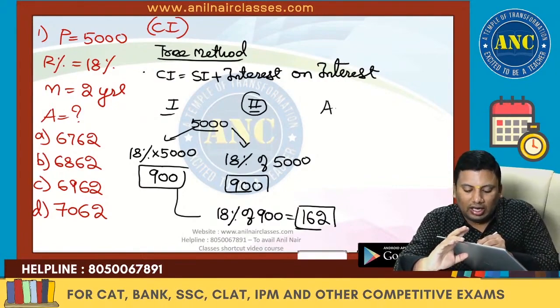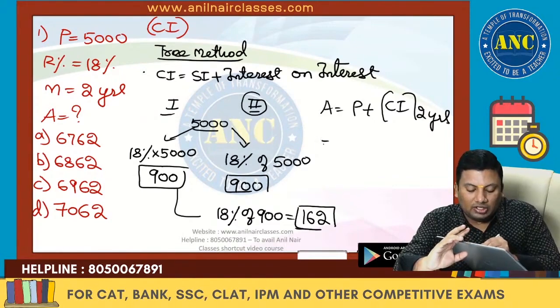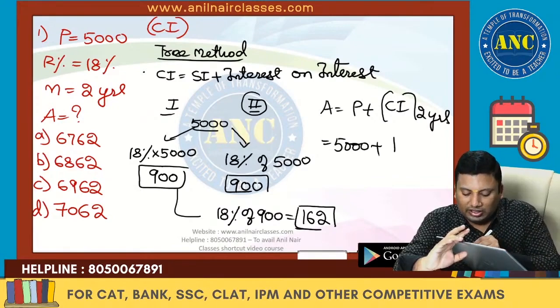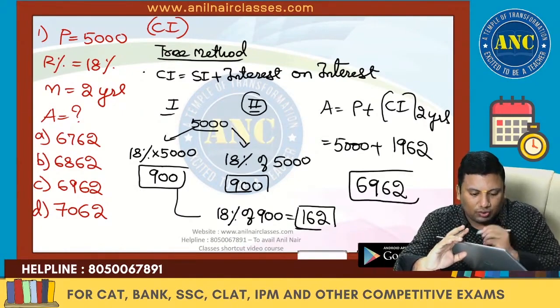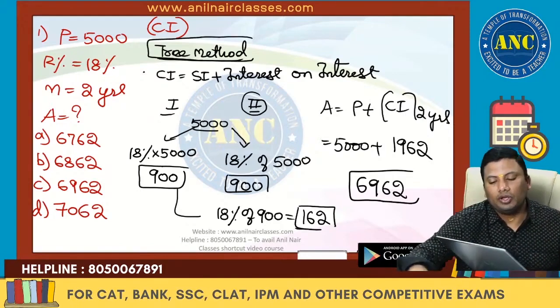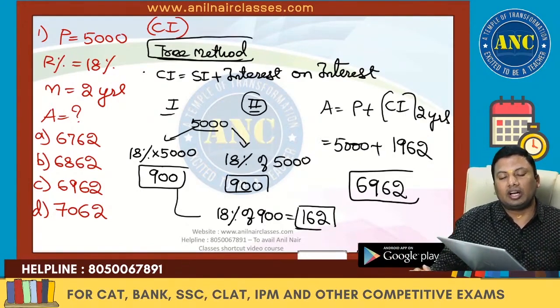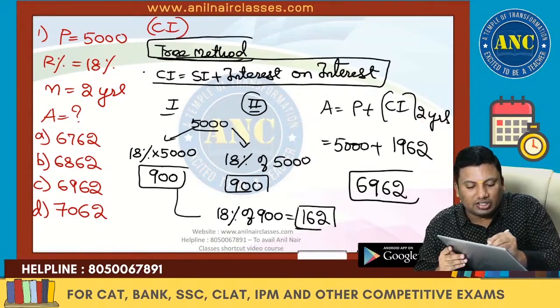So the total amount is nothing but principal plus compound interest for 2 years. Principal is nothing but 5,000. CI for 2 years is 1962. So the answer for this question is 6962. This is the tree method. Yesterday we discussed so many problems based on the tree method. CI is nothing but SI plus interest on interest.